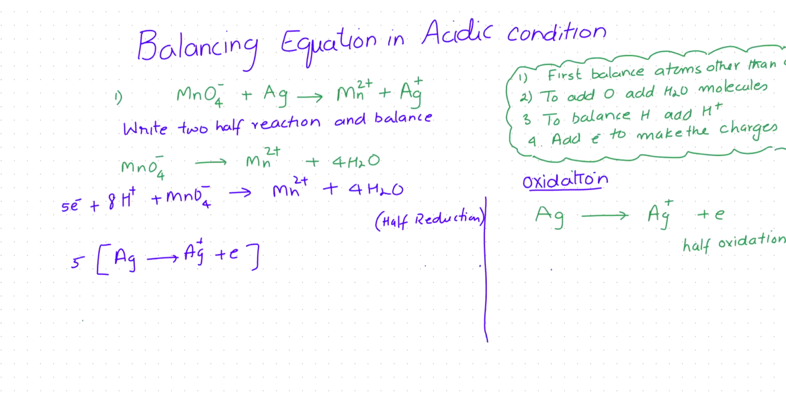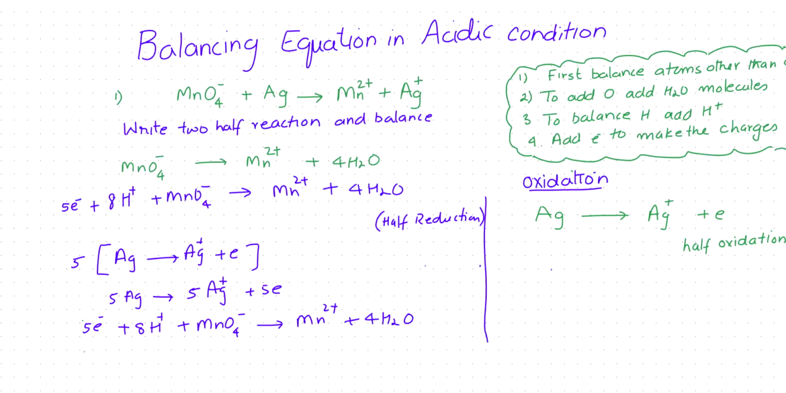So we get 5 Ag gives 5Ag⁺ plus 5 electrons. Now we write the reduction reaction below. So 5 electrons plus 8H+ plus MnO4⁻ gives Mn²⁺ plus 4H2O. Now add these two equations. So 5 electrons on the left side, 5 electrons on the right side cancel.